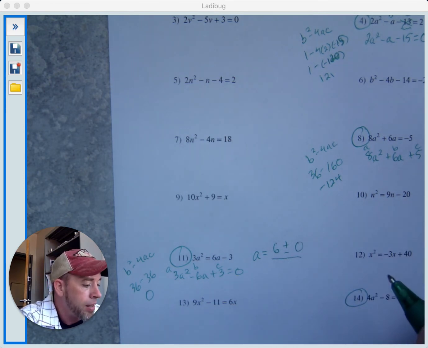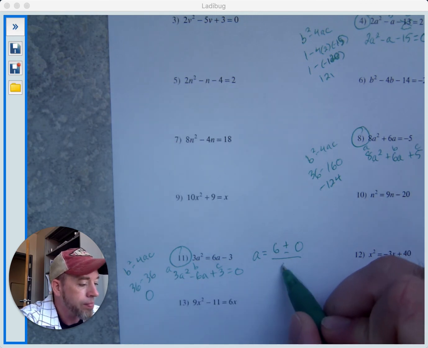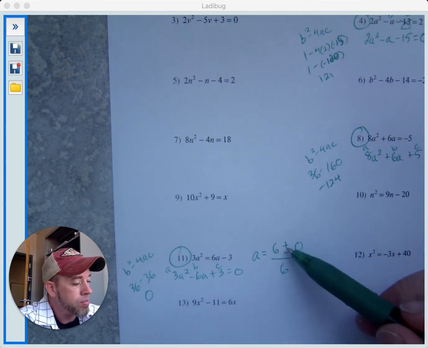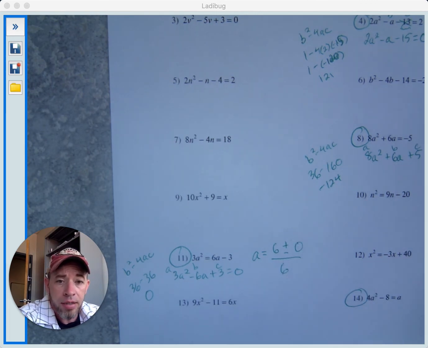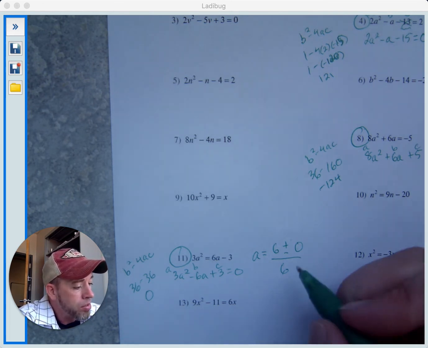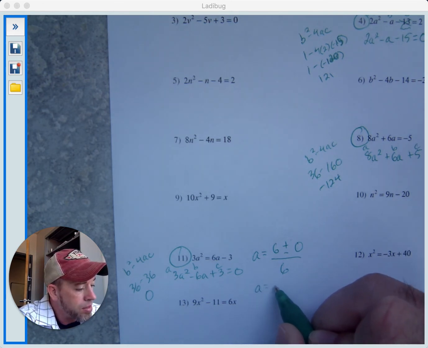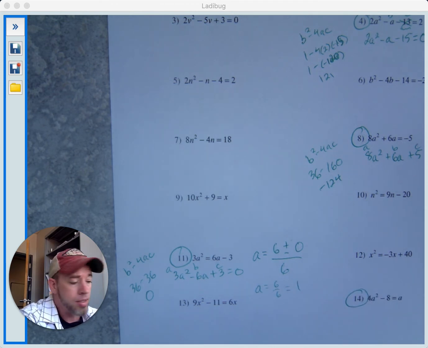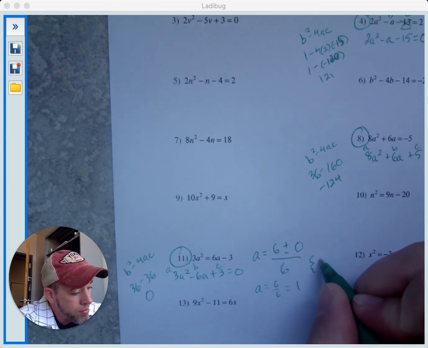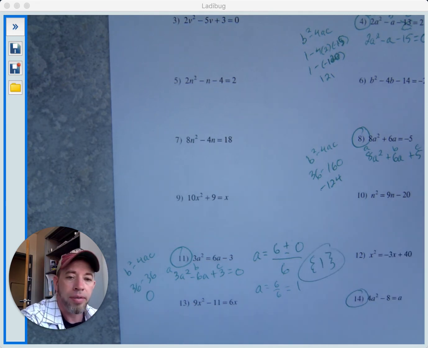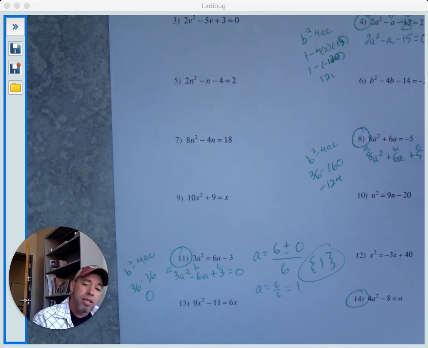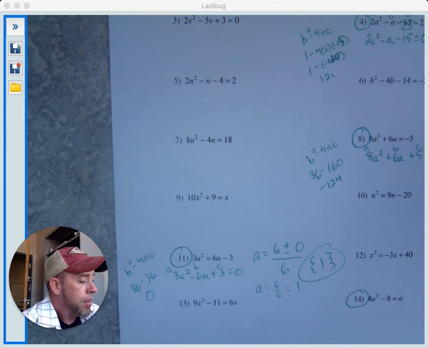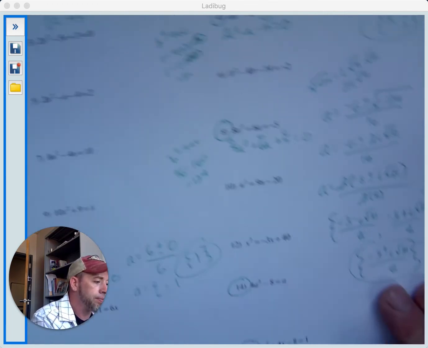Over 2a, 2 times 3 is 6, right? Again, adding and subtracting 0 doesn't do anything to the numerator, does it? So your a is just going to be 6 over 6, which is 1. We only have one solution in this case, which is 1. So that one was nice and easy. I like that one. Let's look at number 14.